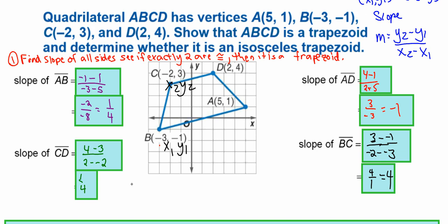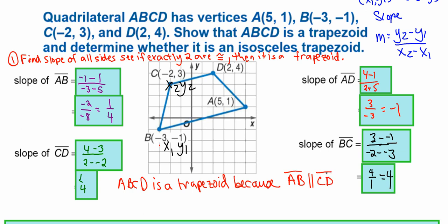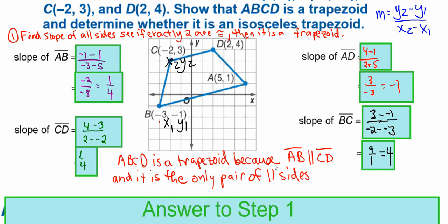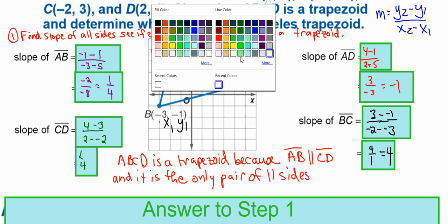So we'll say ABCD is a trapezoid because segment AB is parallel to segment CD, and it is the only pair of parallel sides. So we have one pair of opposite sides parallel, so that is a trapezoid.